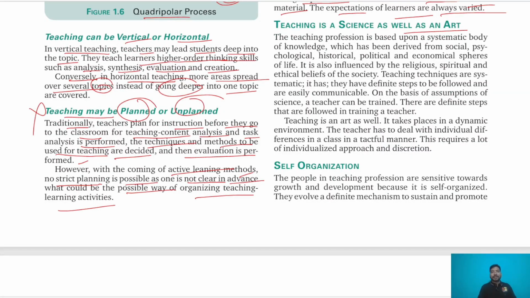How? You can see that the teaching profession is based upon a systematic body of knowledge, which has been derived from the social, psychological, historical, political, and economic spheres of life. And it is also influenced by the religious, spiritual, and ethical beliefs of the society.